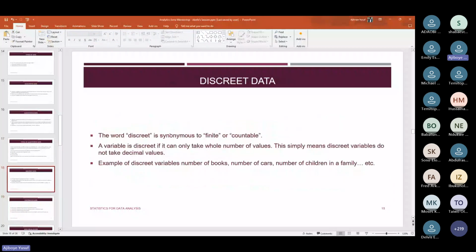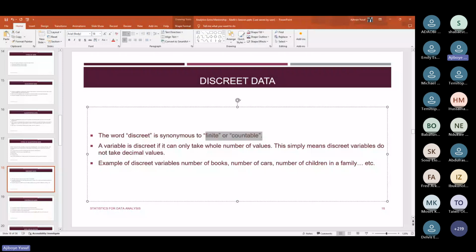When something is discrete, it means that thing is countable. It means that thing is finite. So a data set is said to be discrete if you can count it, if it is finite. Example: number of books, number of cars, number of children. How many are you in your family? You can say 10, you can say 5, you can say 50, but you cannot say 2.5. Who is the half in your family?